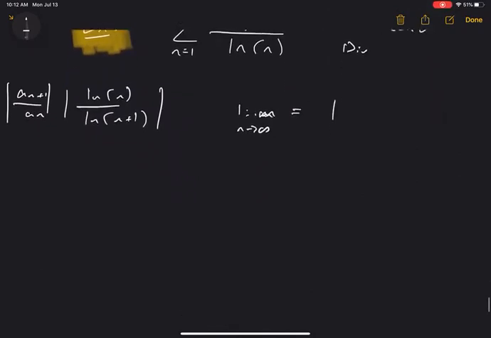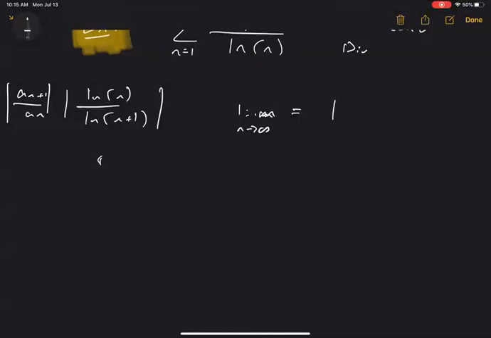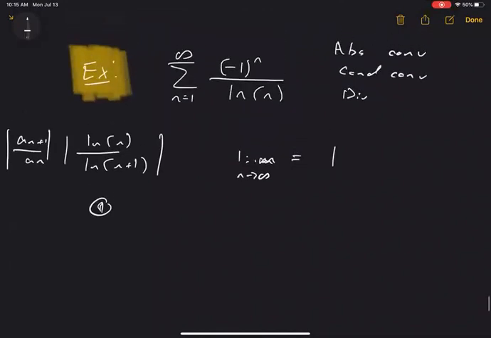So what do we need to do? We want to show the series is conditionally convergent, so we need to show those two things. Well, I'm going to look at the series of absolute values first. When I look at the series of absolute values, I get this series.